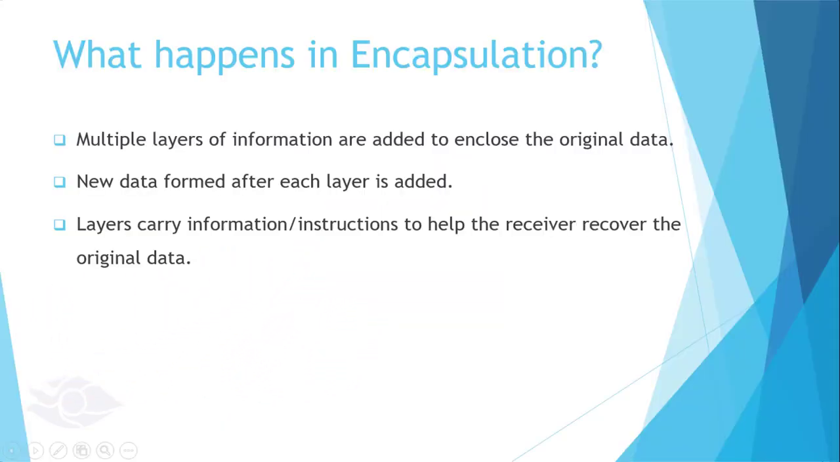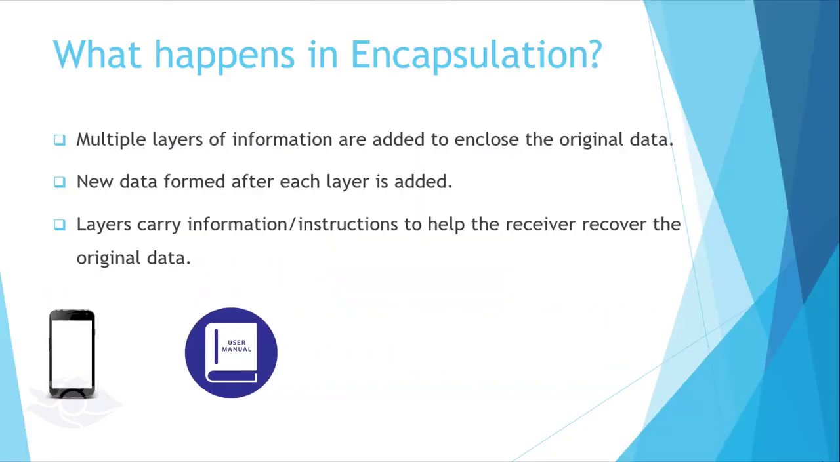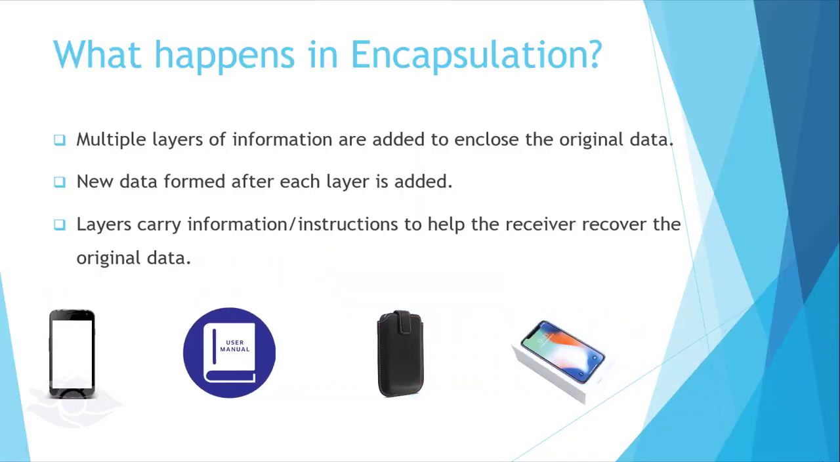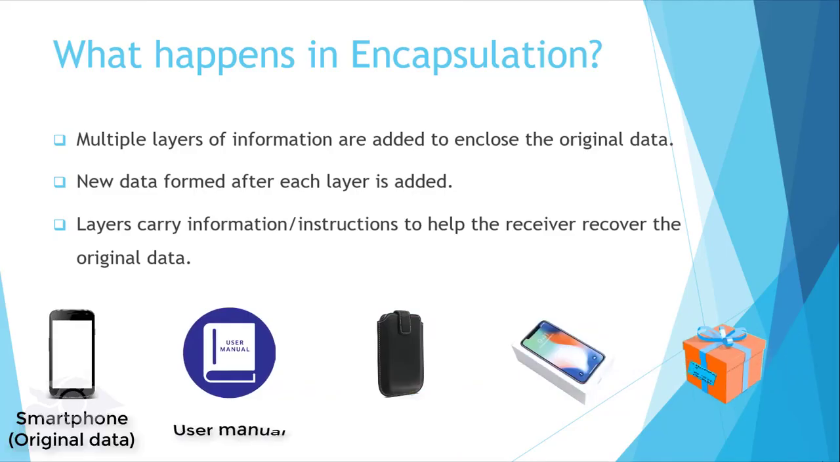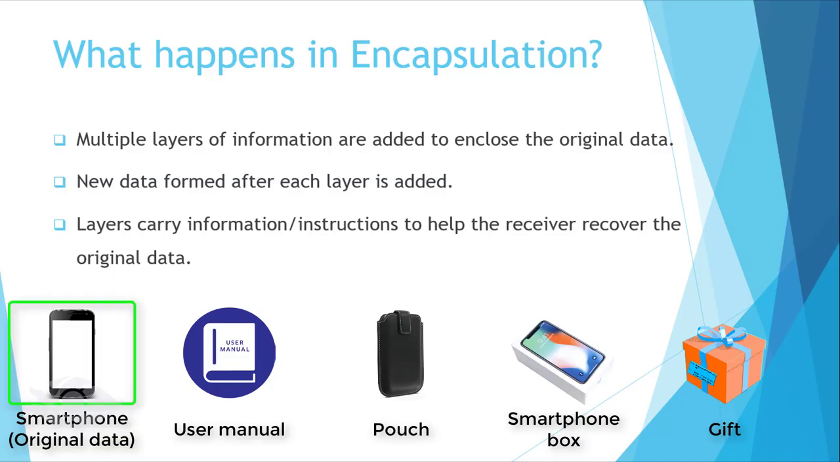In encapsulation, three things happen. First, multiple layers are added to enclose the original data, which is the phone in this example. Second, a new data is formed each time a layer is added. And finally, each layer contains instructions on how to recover the original data in the receiving station. The step-by-step transformation of the smartphone to the gift box is called encapsulation.